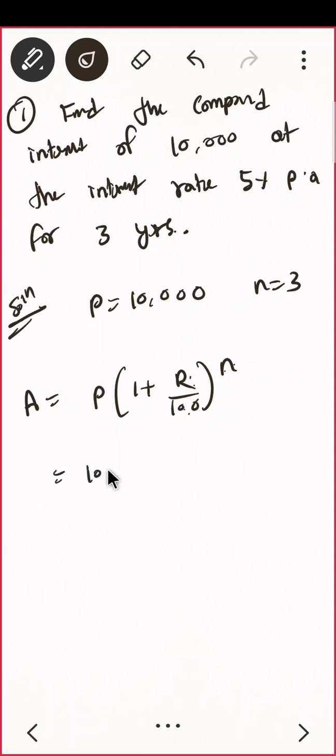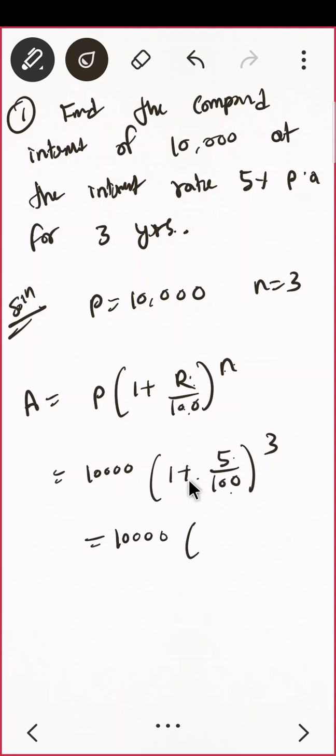What is P? 10,000. 1 plus what is R? That is 5 upon 100 and raised to 3. You just calculate this part. What is 1 plus 5 upon 100? See, don't do the calculation like this, just make it easy. Let us keep the principal as it is. 5 upon 100 will be 0.05, so 1 plus 0.05 raised to 3. So this will be 10,000 multiplied with 1.05 cube.